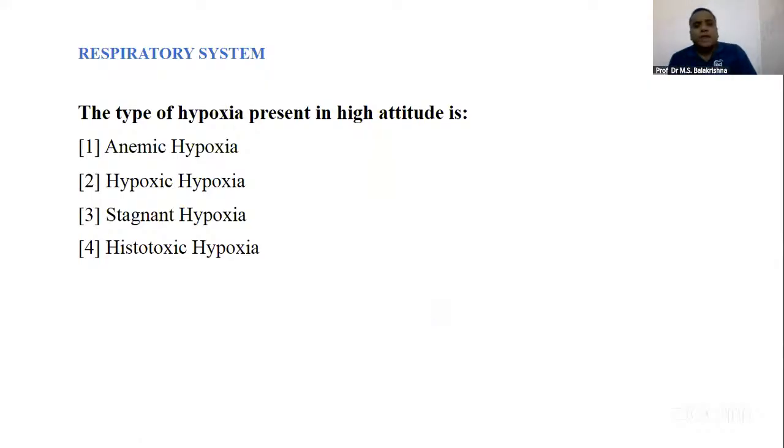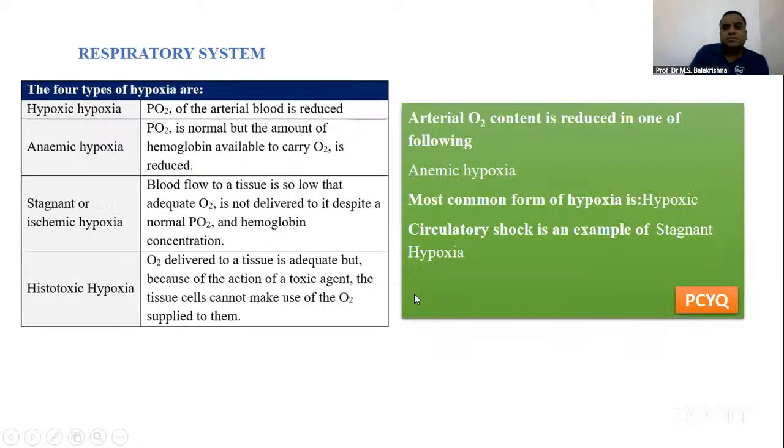The type of hypoxia present in high altitude. So we have read one chart about that, right? So in high altitude, difficulty to breathe in is called hypoxic hypoxia, a decrease in oxygen tension. So same thing, 4 types of hypoxia.